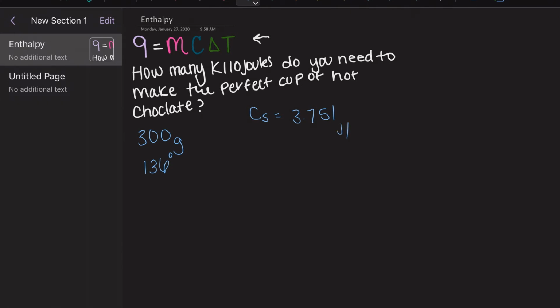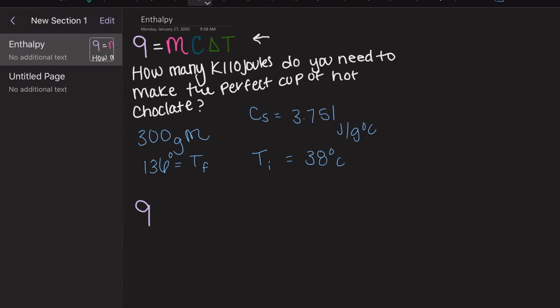So, we can also find that the specific heat capacity of milk is 3.751 joules per gram degree Celsius, and it's safe to assume that our refrigerator keeps our milk at 38 degrees Celsius, and so this would be our final temperature, and this would be our mass. So we have everything to plug into our equation.